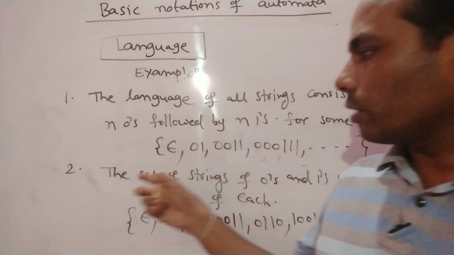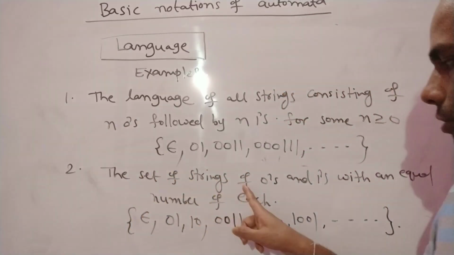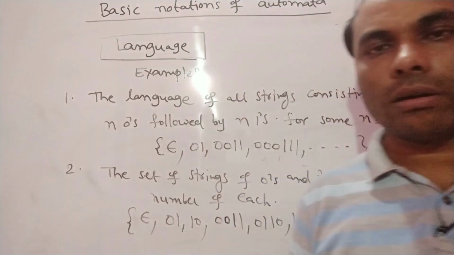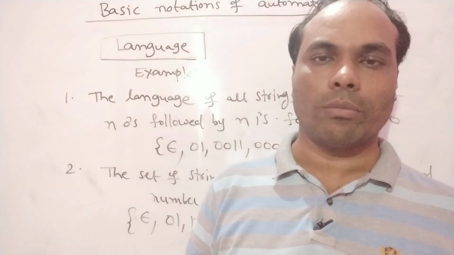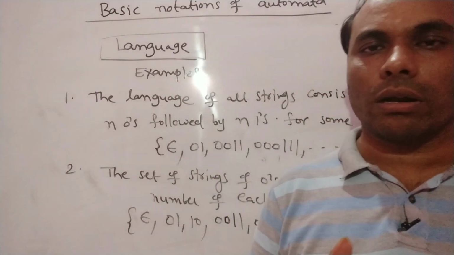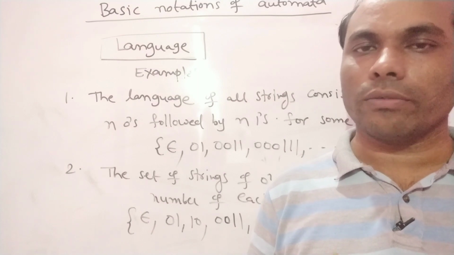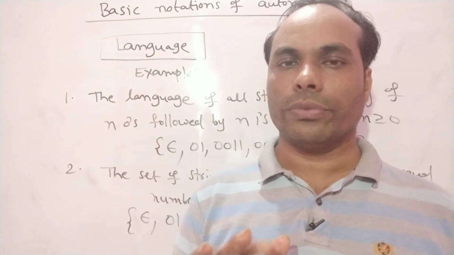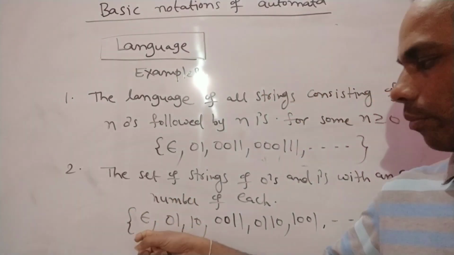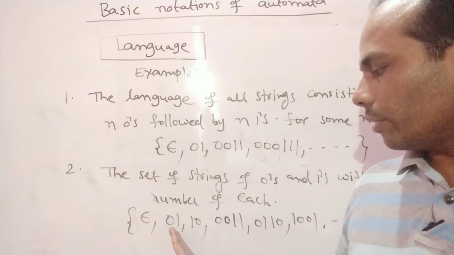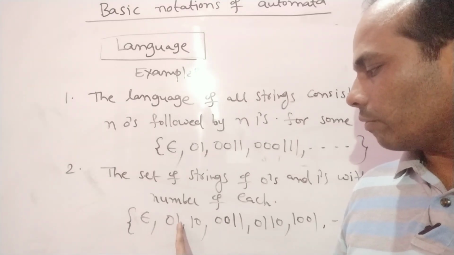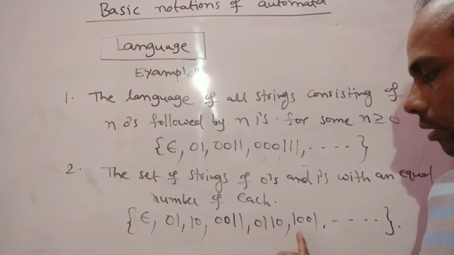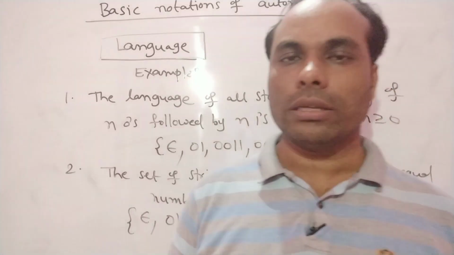Similarly, one more language is the set of strings of zeros and ones with an equal number of each. So the number of zeros and ones should be equal. There is no rule about which one comes first or last; they are not specified in this language. The number of zeros and ones should be equal, in any order. Like the first is empty, then 0 1, meaning 0 first and 1 second, the next one is 1 0, then 0 0 1 1. So here 4 possibilities are shown. Like that you can continue. This is the second type of language.